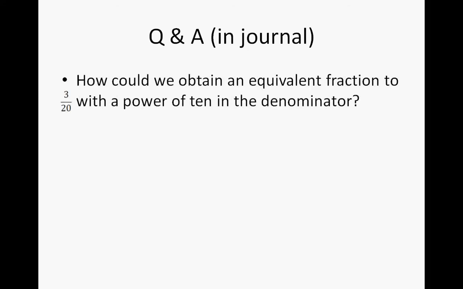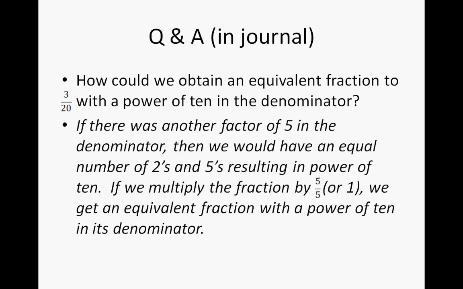All right, let's go back to your journal. So how could we obtain an equivalent fraction to 3/20ths with a power of 10 in the denominator? Well, you know you've got 10 in 20 because the factors of 20 are 2 times 10, but we have some leftovers. So how can we turn 20 into a power of 10? Well, we have to add another factor of 5 to the denominator so that we would have the same number of 2's and 5's resulting in a power of 10.